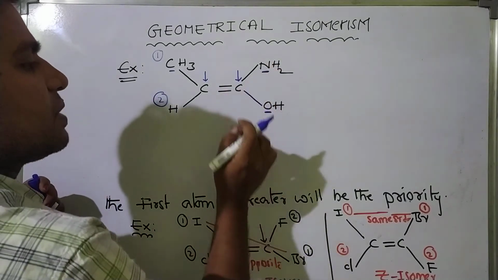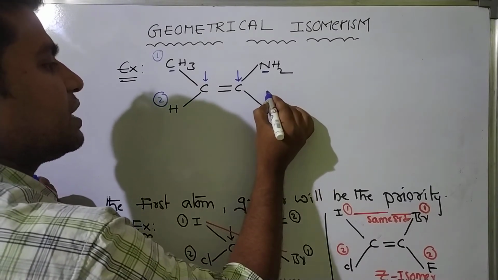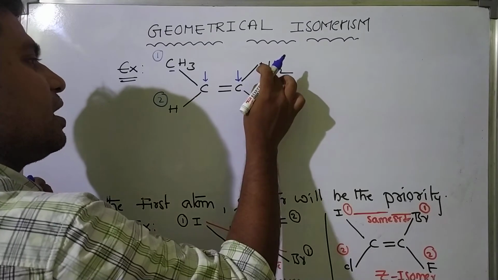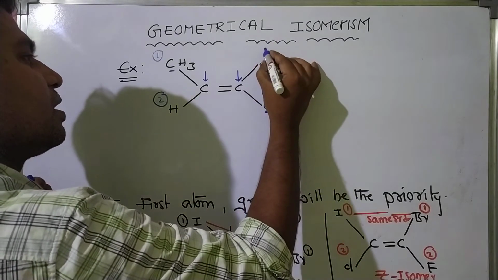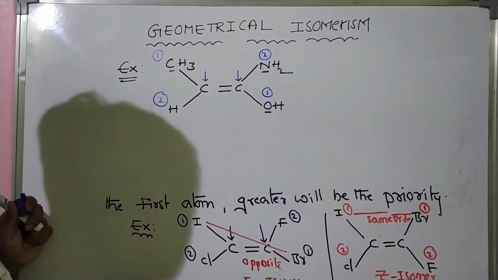Now come to this carbon. Oxygen has more atomic number, so it will get high priority, and nitrogen second priority. Now apply the first rule.